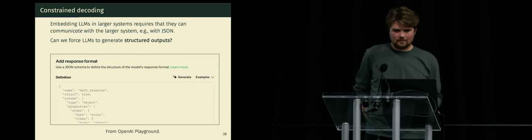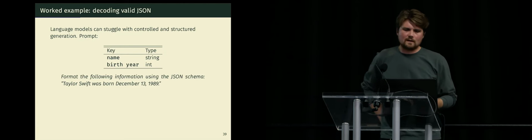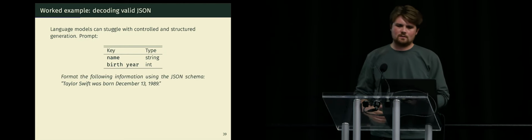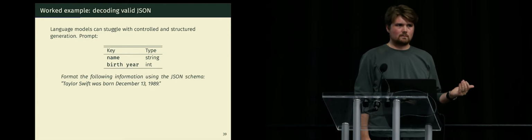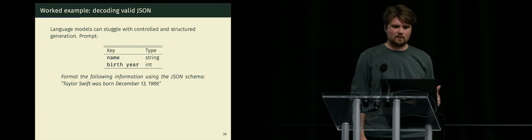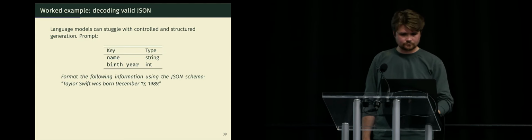For instance, JSON. You see this in a lot of APIs where you have some type of JSON mode, where you can specify a JSON schema and the outputs of the model will have to adhere to that schema. And we're going to get a little bit into how that works.